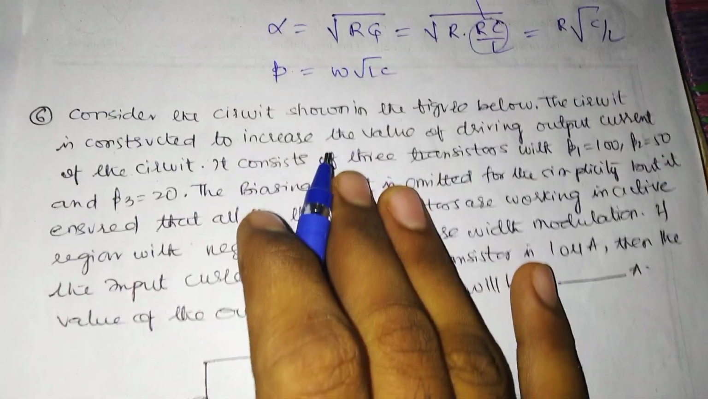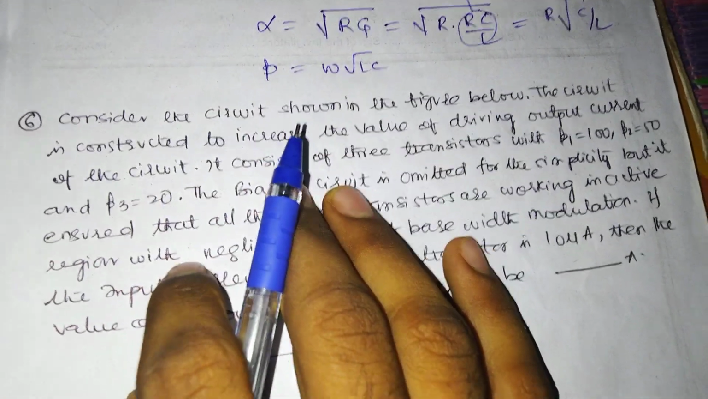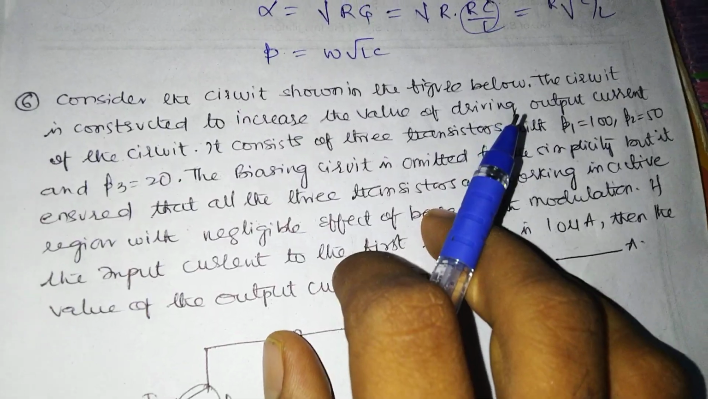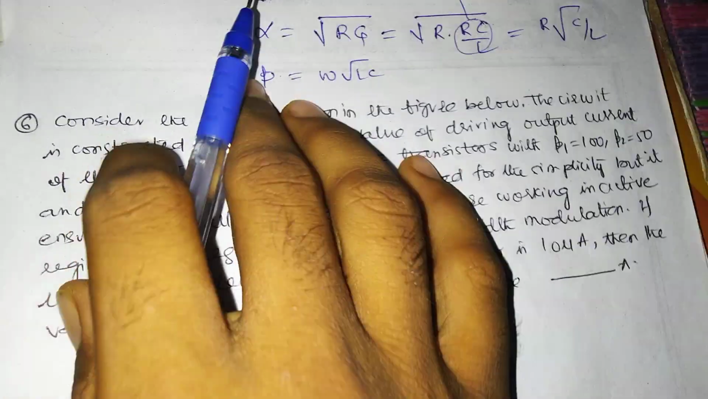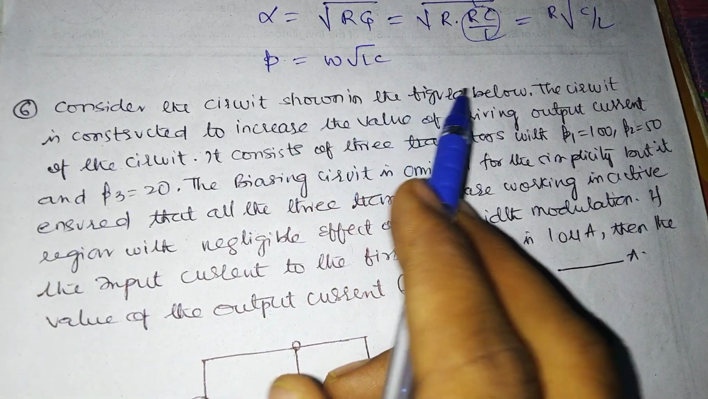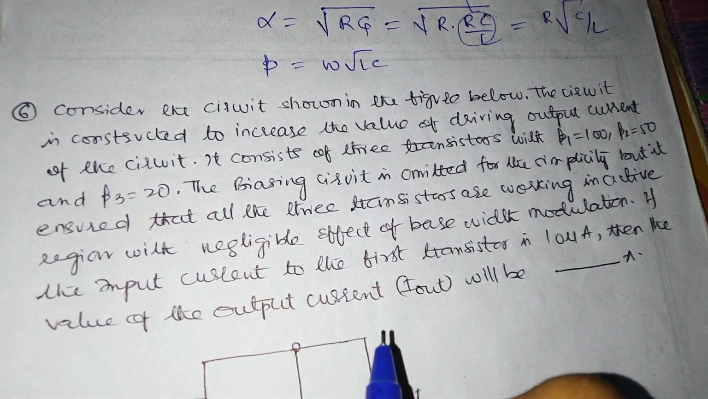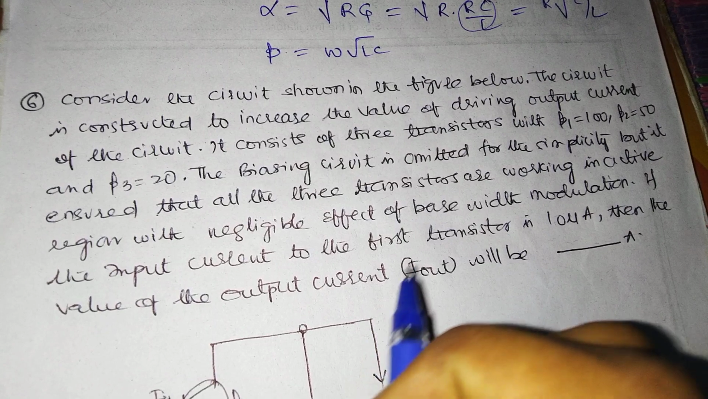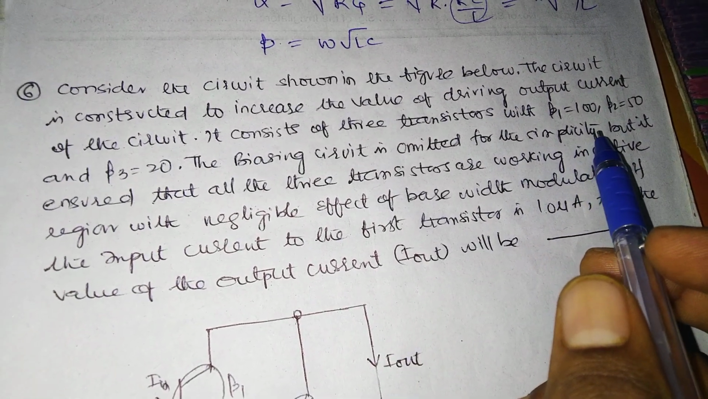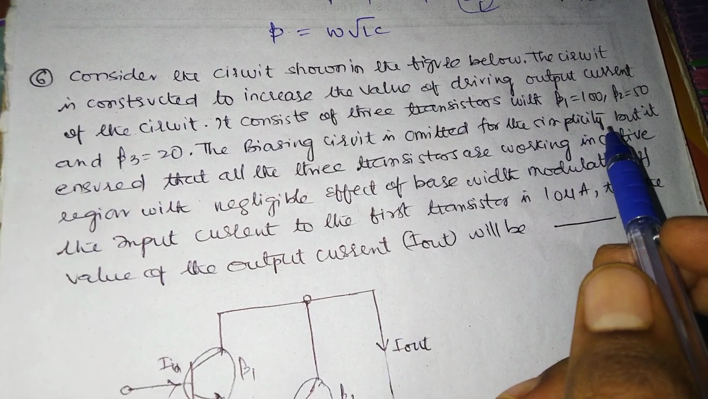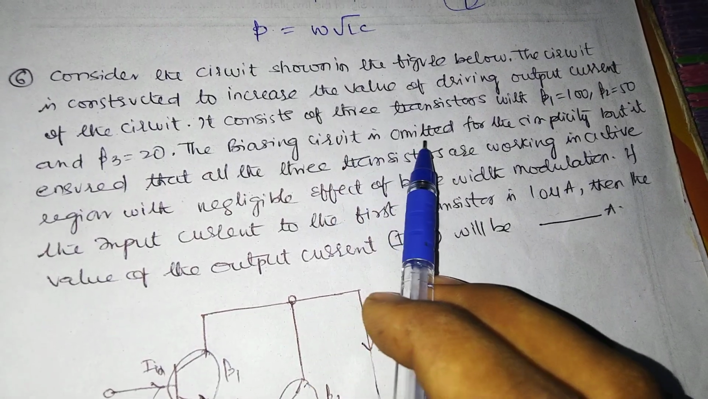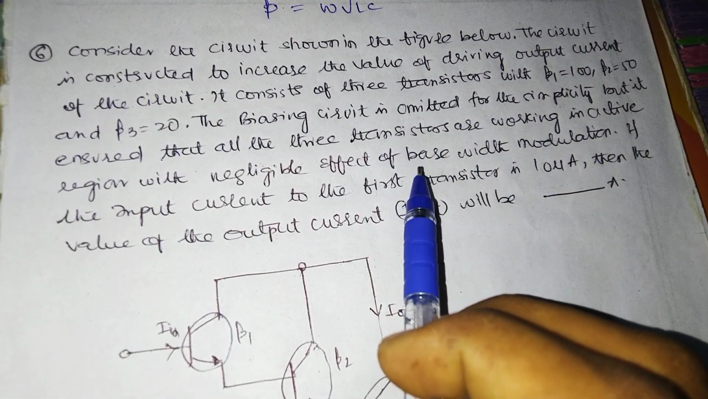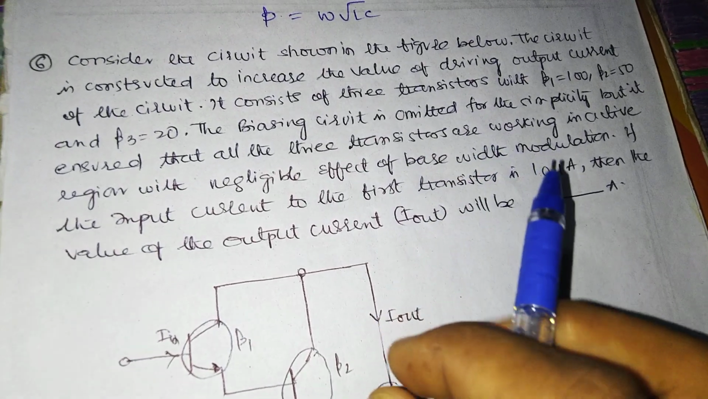Continuing with the questions, this is another important question. The question seems very large, but the answer comes out very simple, so watch it. The given question is: consider the circuit shown in the figure below. The circuit is constructed to increase the value of the driving output current. It consists of 3 transistors with gains beta 1 equals 100, beta 2 equals 50, and beta 3 equals 20. The biasing circuit is omitted for simplicity, but it is ensured that all 3 transistors work in the active region with negligible base width modulation.